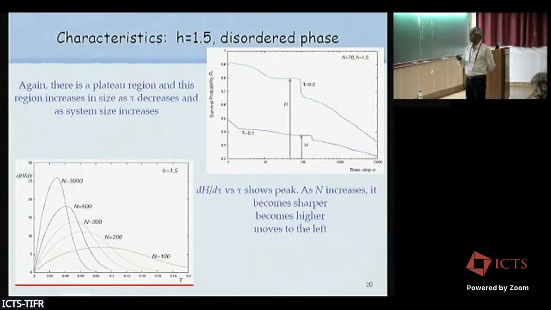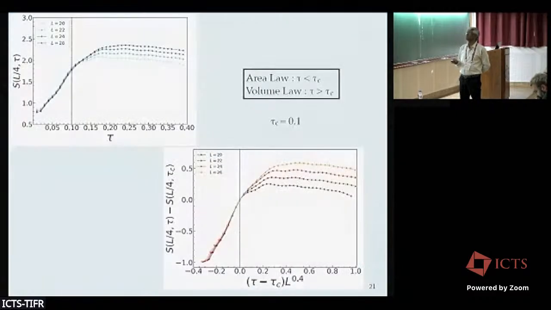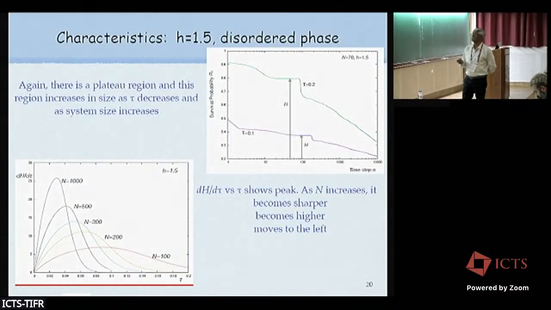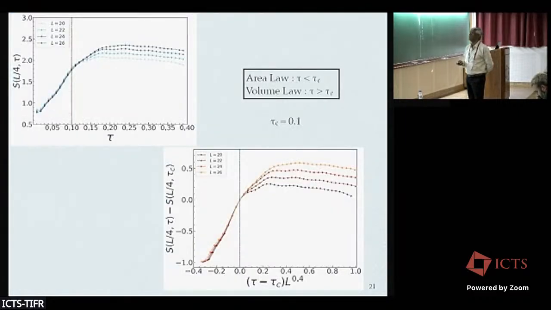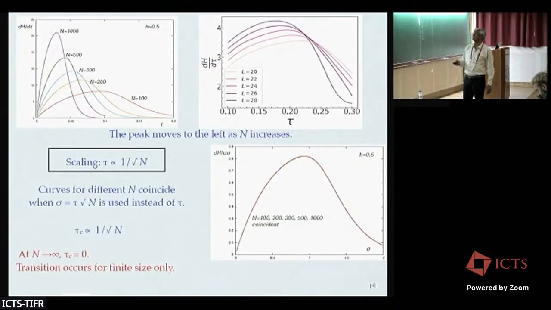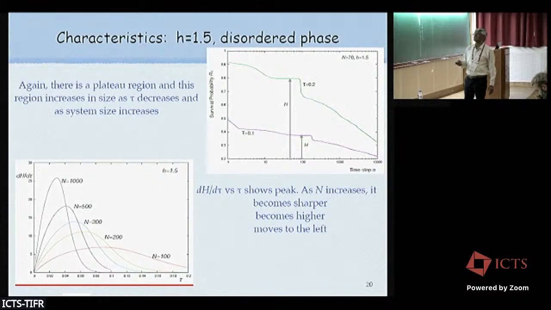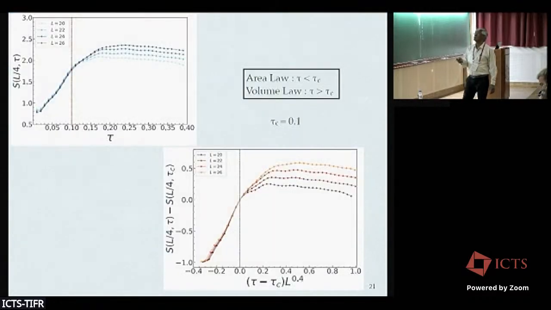When I take a field value of 1.5, there is a plateau region, and this again increases as tau decreases and the system size increases, the same feature. This also shows a peak. As system size increases, the peak becomes sharper again and becomes higher and moves to the left. And we again find an area law to volume law transition at tau c, at the peak of the curve. So these peaks are marked by an area law to volume law transition for small size. Of course, this is for 100, 200, etc. We cannot calculate entanglement for these system sizes. We have calculated entanglement for 20 to 26, and that shows an area law to volume law transition.